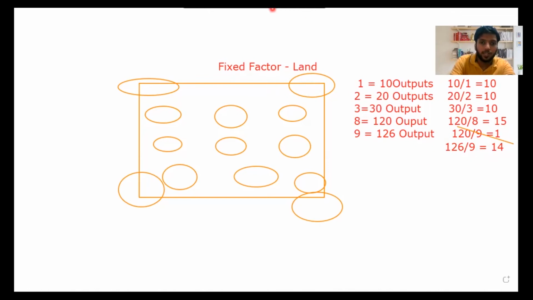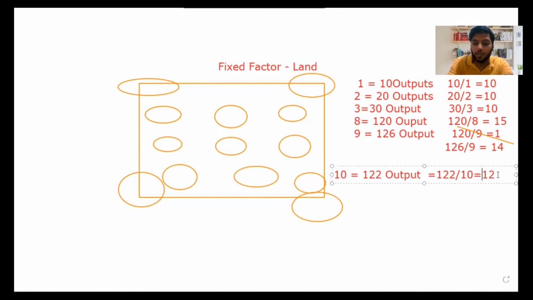Now see what happens when I put 10 people. The output is around 122. Still it's increasing, but at a lower rate. So I take 122 and divide by 10, and I get 12, right, guys? Again, you might see that the value is increasing, but at a lower rate.